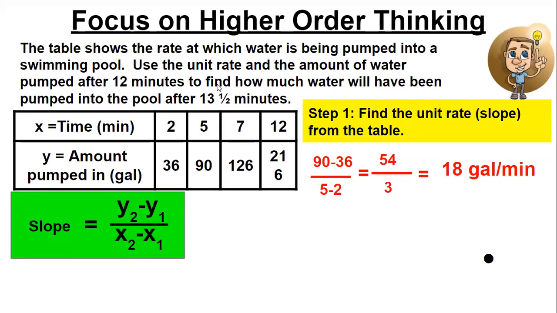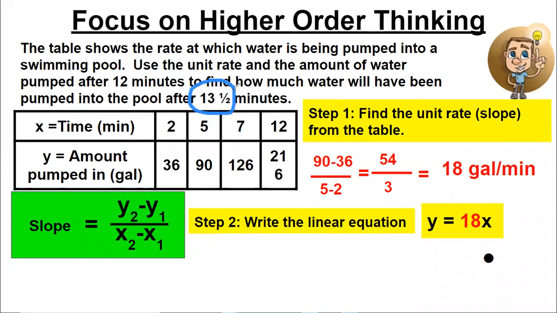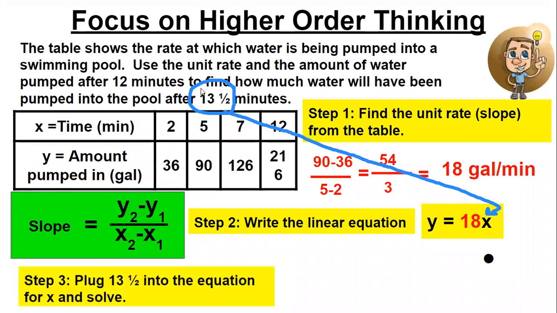So what is the question asking us? Use that to find how much water is pumped into the pool after 13.5 minutes. Well, what can I do to figure that out? How about a nice equation? Let's write an equation for that. y equals 18x, because 18 is our slope. So then I'm going to plug 13.5 in for x right there and solve that. 13.5 times 18. So plug 13.5 into the equation for x and solve.